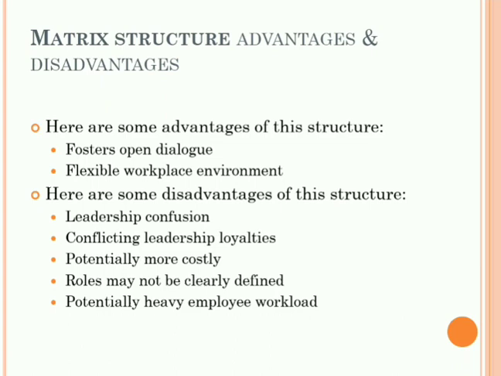Conflicting leadership loyalties. Potentially it is more costly, because they have to hire the functional manager and the project manager as well. That's why it is more costly. The roles may not be clearly defined, because there are two managers. One manager is defining, the second manager can be defining in a different way. That's why there can be confusion, as the roles cannot be clearly defined by the two managers. Potentially heavy employee workload is present in the matrix structure.